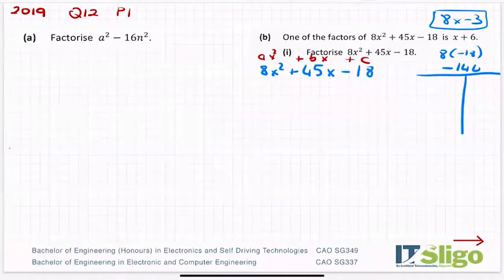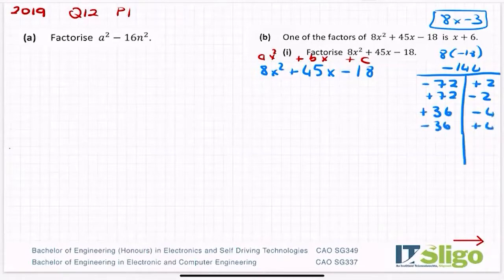So factors of minus 144. The first thing I'm going to do is divide it by 2. So I have minus 72 by plus 2, or plus 72 by minus 2. I'm going to go back to 144 and divide it by 4, for example. So I have 36 by minus 4, minus 36 by plus 4. I'm going to go 144 divided by 3. And why 3? Well, I can see that 72 is greater than my 45, and 36 is a good bit below it. So I'm going in the middle now.